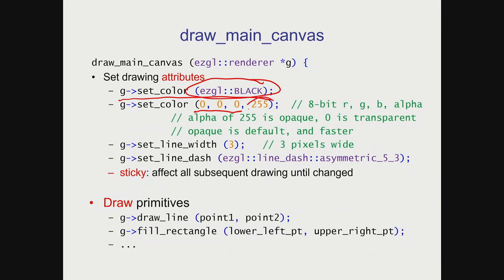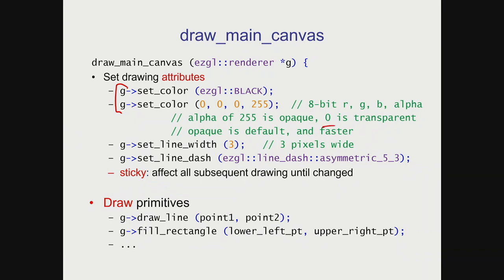And you can actually specify an optional fourth parameter, which is how transparent it is. A value of 255, these are all 8-bit numbers, actually means opaque. So these two set colors actually do exactly the same thing. They both say draw in opaque black. One of them is shorthand, one of them is more explicit. They both do the same thing.